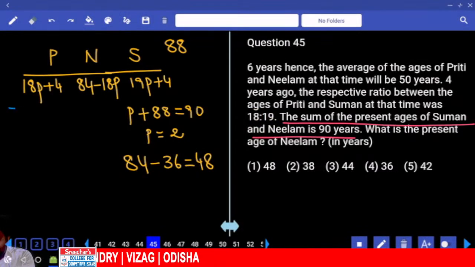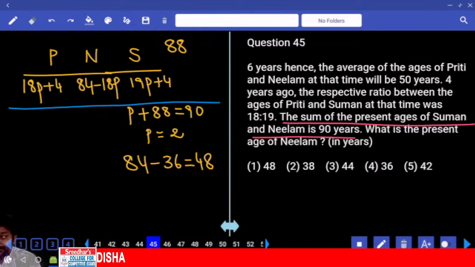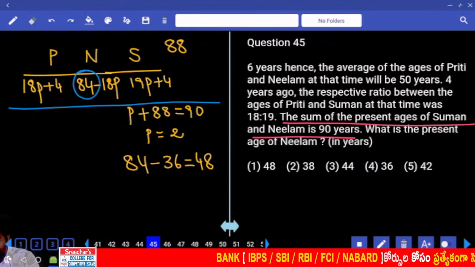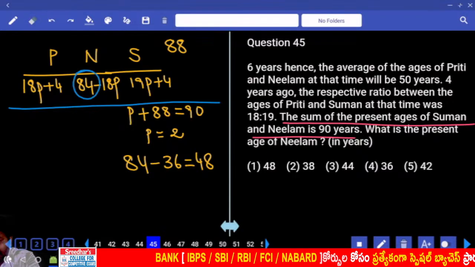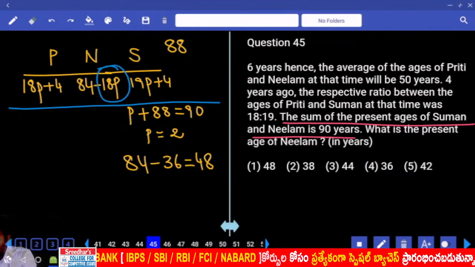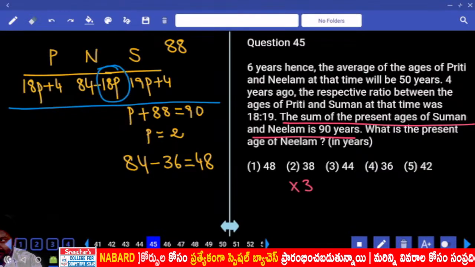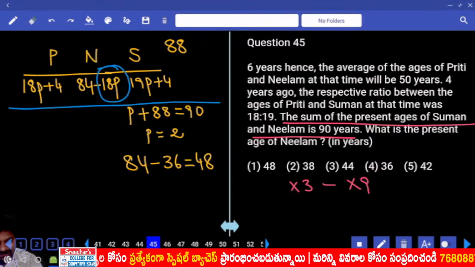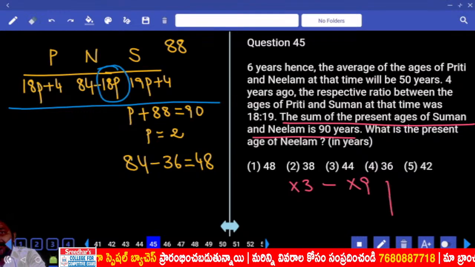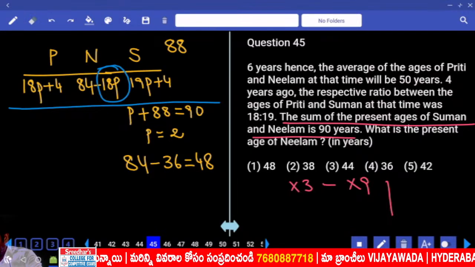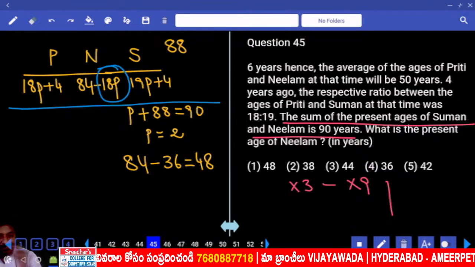See, basically, after writing this, sometimes you can answer the question, but now we have two options. See, your question is about Neelam's present age, right? Which is 84 minus 18 parts. 84, is it a 3 multiple? 18 parts is a 9 multiple. Correct? From 3 multiple, if you subtract 9 multiple, what will be your answer? 3 multiple. Can it be 9 multiple? No. It will be only 3 multiple. Agreed or not? Can it be first option?